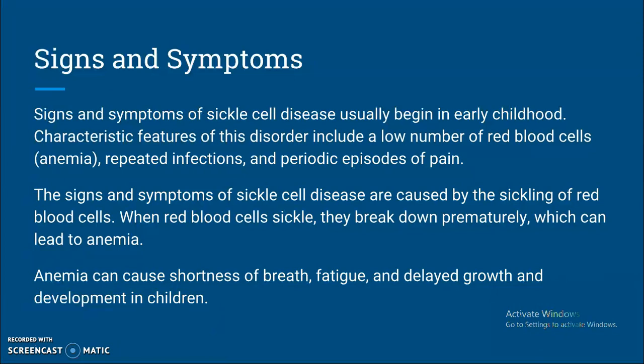Signs and symptoms of sickle cell disease usually begin in early childhood, and they're characteristic of a low number of red blood cells, which is anemia, repeated infections, and periodic episodes of pain. The disease is usually caused by the sickling of red blood cells. So when the red blood cells sickle, they break down prematurely, which can lead to anemia. And anemia can cause shortness of breath, fatigue, delayed growth and development in children. It can also cause yellowing of the eyes and skin, which is also called jaundice.